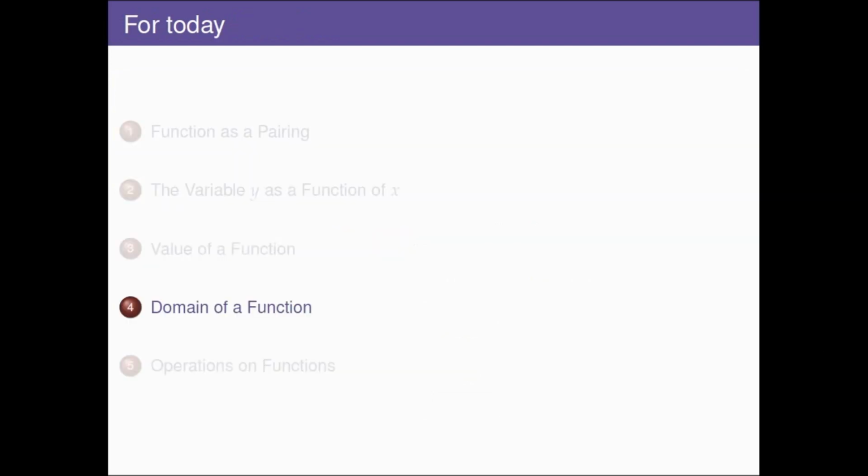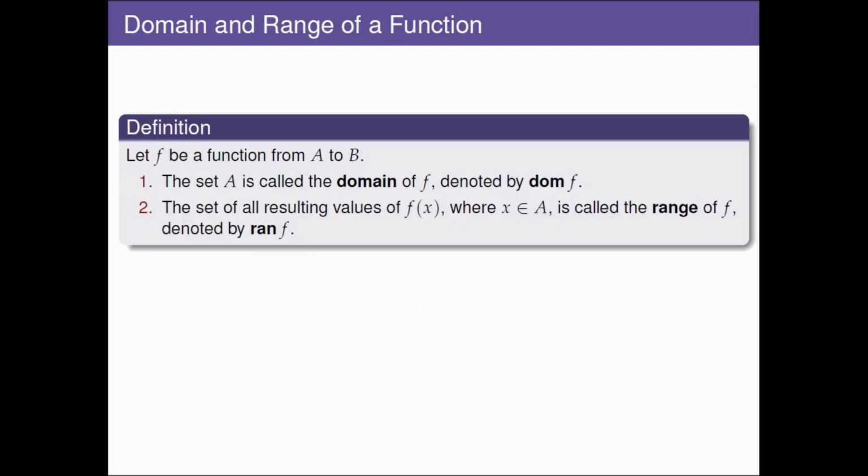We now proceed with finding the domain of a function. Let f be a function from A to B. The set A is called the domain of f, denoted by dom f. The set of all resulting values of f of x, where x is in A, is called the range of f, denoted by ran f.